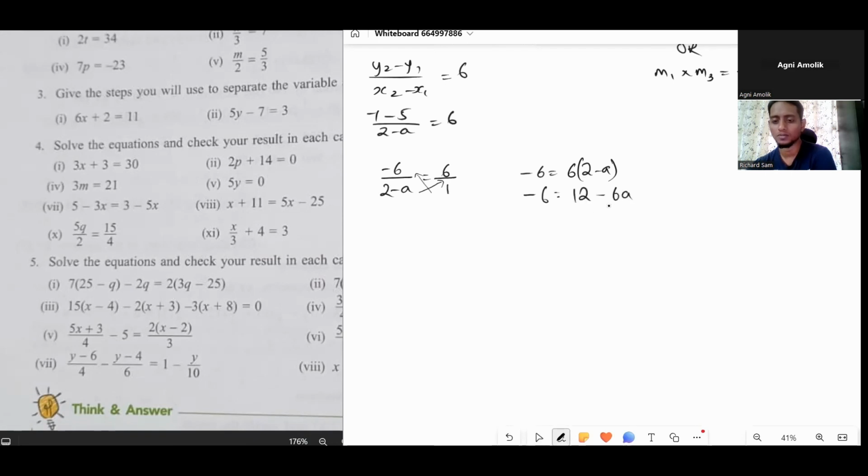Next, what to do? Make 6a, the a terms, together. This minus 6a and 12 are the number terms. So I'll take the minus 6a to the left, so it becomes plus 6a. And then here I have 12 plus 6. So a is equal to 18 upon 6. A is equal to 3.